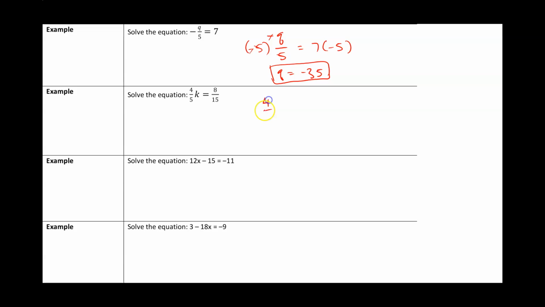Next example, we have 4 over 5k equals 8 over 15. Now normally, the inverse of multiplying is dividing, so we would divide both sides by 4/5. But we can't divide by a fraction. Dividing by a fraction is not okay. So we have 4 over 5k equals 8 over 15. Well, if we can't divide by a fraction, then what can we do instead? Instead of dividing by a fraction, we can actually multiply by the reciprocal of the 4/5, which is 5/4.